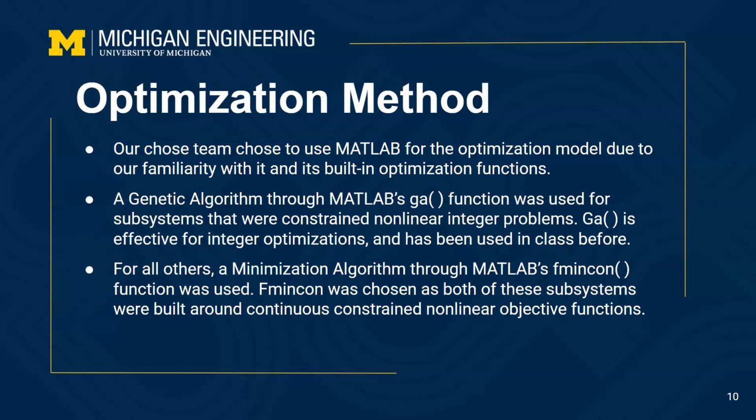Our team chose to use MATLAB as it's software we're all familiar with and has built-in optimization functions. A genetic algorithm through MATLAB's GA function was used for subsystems that were constrained nonlinear integer problems. GA is effective for integer optimizations, and we've used it in class before. For all others, a minimization algorithm through MATLAB's fmincon function was used. Fmincon was chosen for subsystems built around continuous constrained nonlinear objective functions and has also been used in class before.